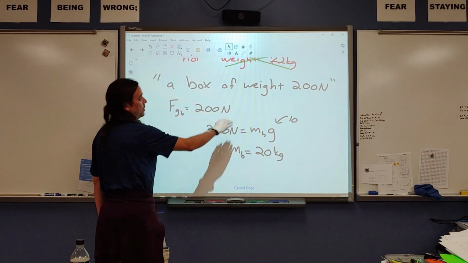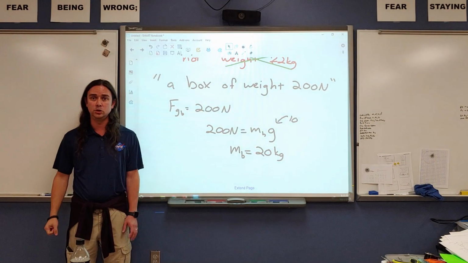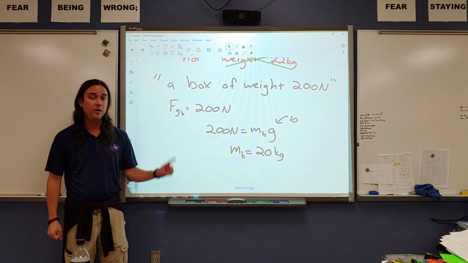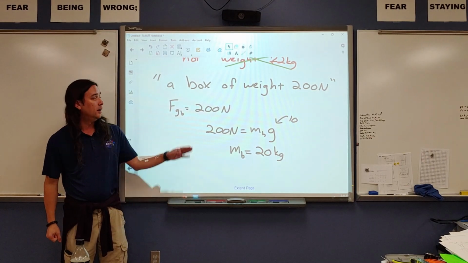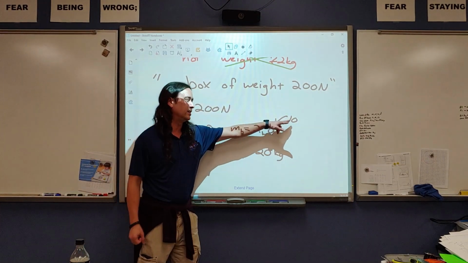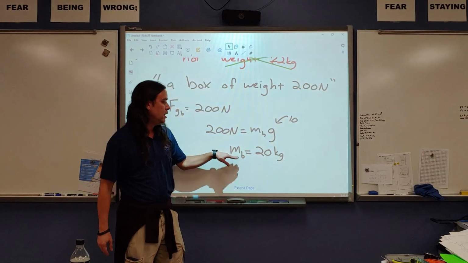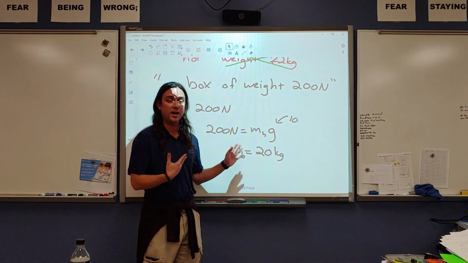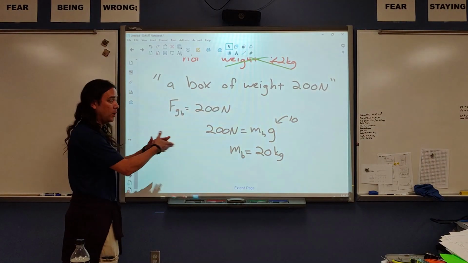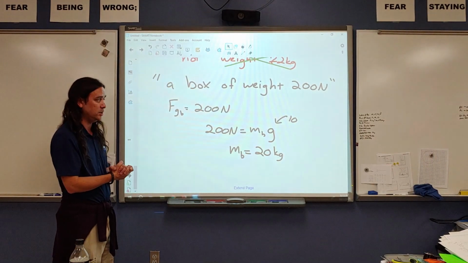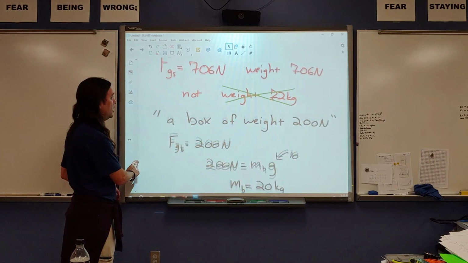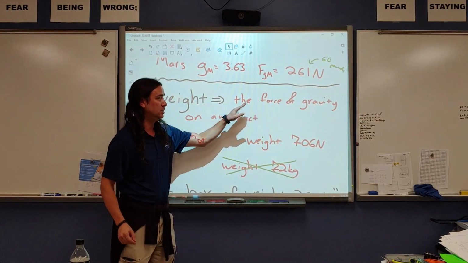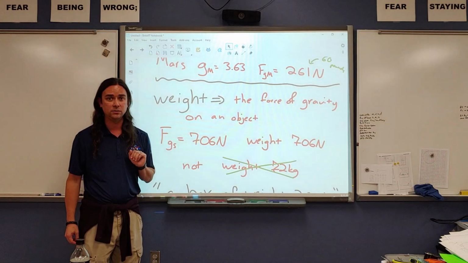So when you read this, a box of weight 200 newtons, don't think that it's 200 kilograms. It is not. And it's not a typo. This is the correct statement. In this case, the acceleration due to gravity is not actually 10, it's a little bit less. So the mass of the box would be a little bit more than 20 kilograms. But for my class and the AP exam, that's a fair enough approximation for a lot of the problems that we do. Okay, the last thing in this lesson is understanding that weight scientifically means the force of gravity on an object. All right?